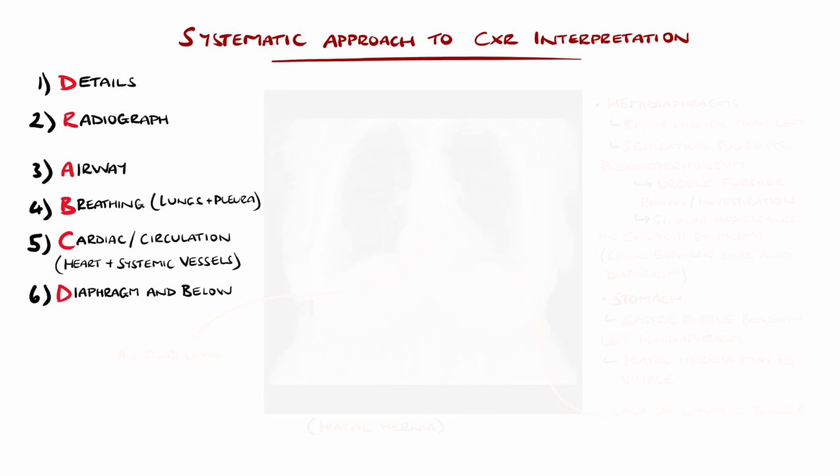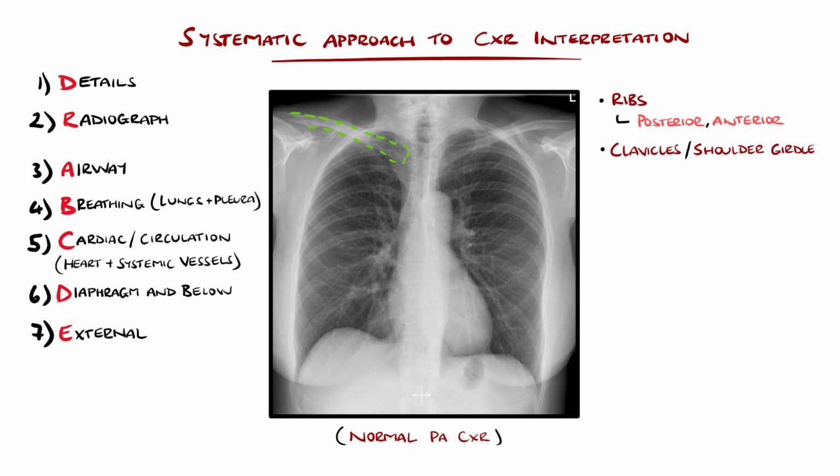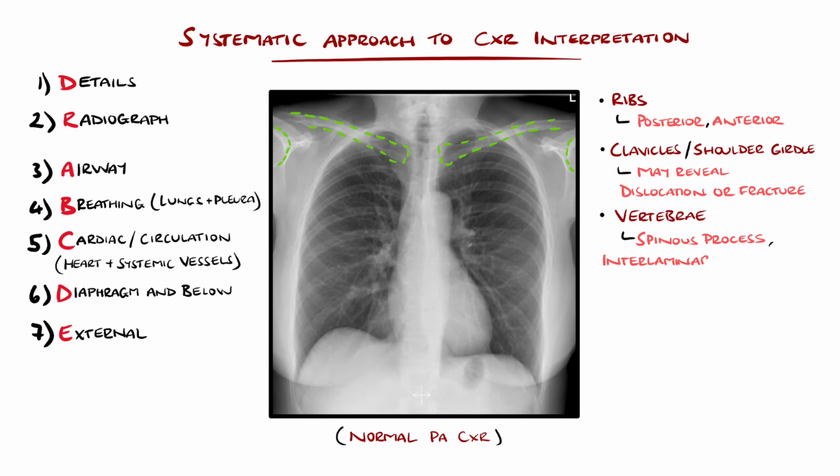E is for external. This includes reviewing each posterior rib on one side, then repeating on the other, before repeating with the lateral and anterior ribs, looking for any irregularities. Both clavicles and shoulder girdles are also checked. For example, this could reveal dislocation. Vertebral bodies are reviewed, with each level normally having 2 pedicles, an interlaminar space, and a spinous process. Assessing bones can reveal not only fractures, but also potentially lytic lesions.